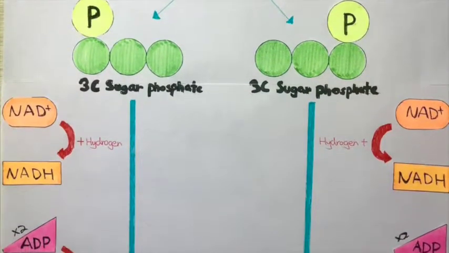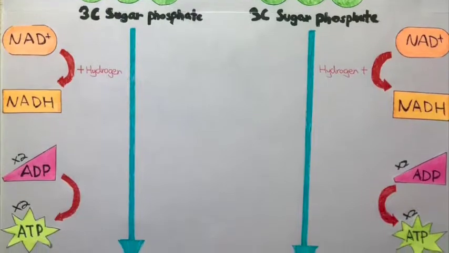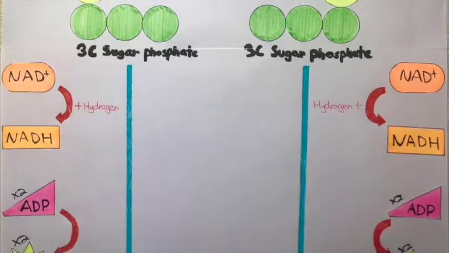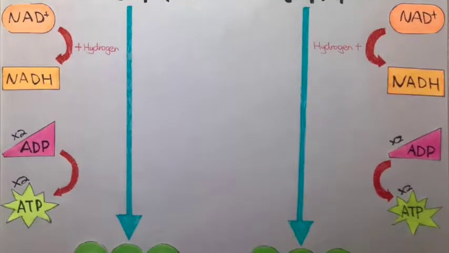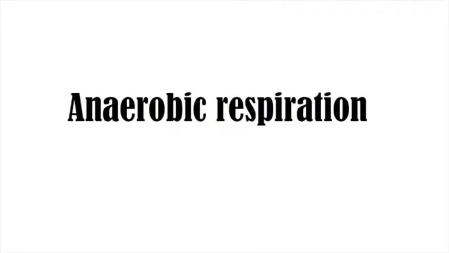Some of the energy released from the sugar will immediately be used to synthesize ADP to ATP. At the end, the 6 carbon glucose has been broken down into 2 molecules of pyruvate. Glycolysis occurs in the cytosol, which means it is an anaerobic process and does not require oxygen. And because it involves oxidation, it will cause hydrogen reduction.